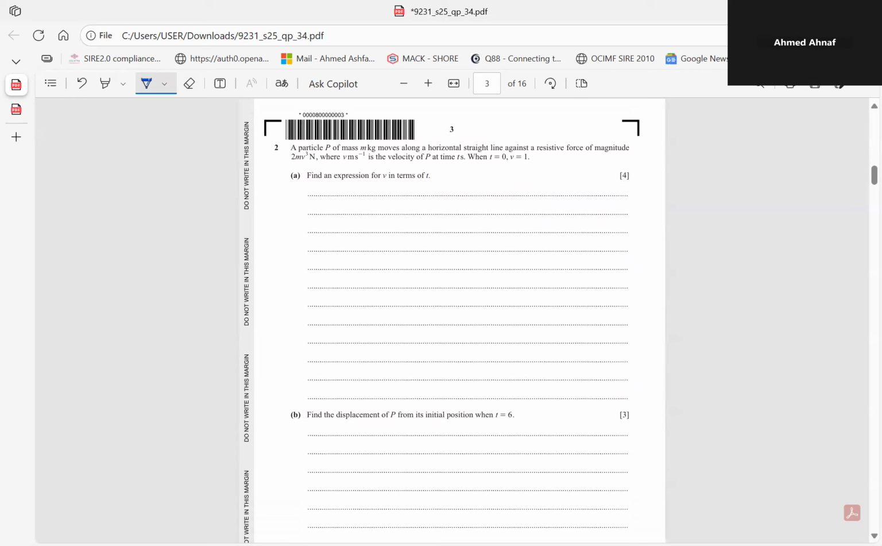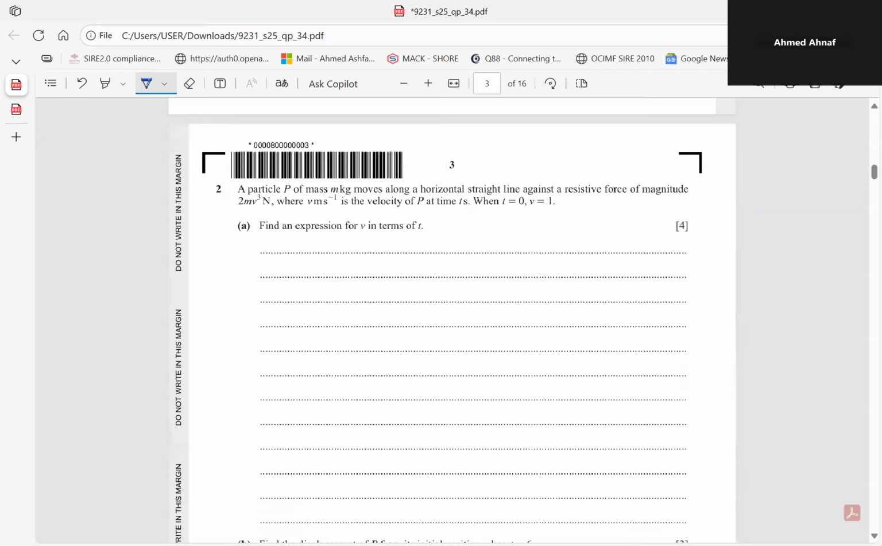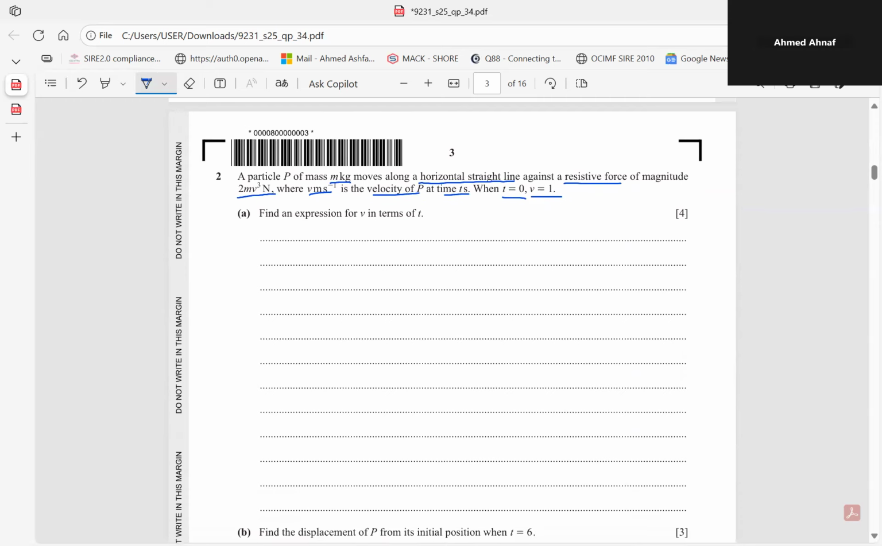Okay, so for this question, we're told that a particle P of mass m kg moves along a horizontal straight line against a resistive force of magnitude 2mv cubed newtons, where v m/s is the velocity of P at time t seconds. We're also given the initial conditions that when t equals 0, v equals 1. So for the first part, we have to find an expression for v in terms of t.